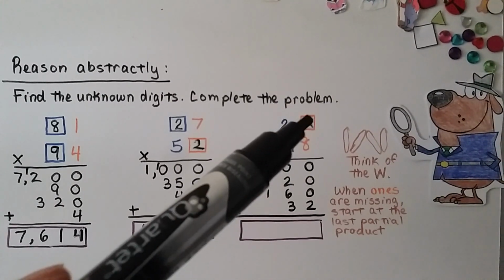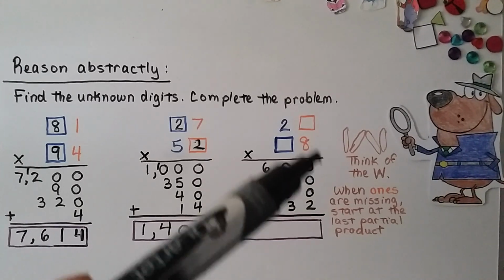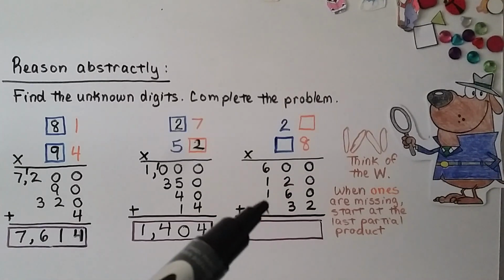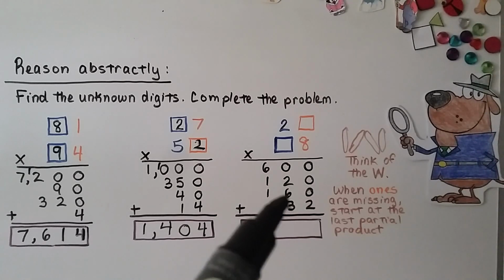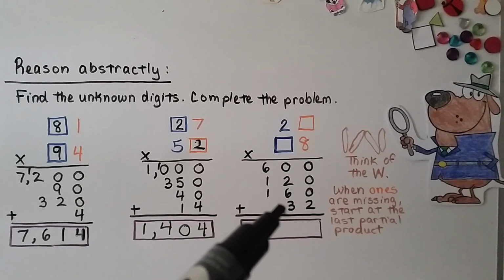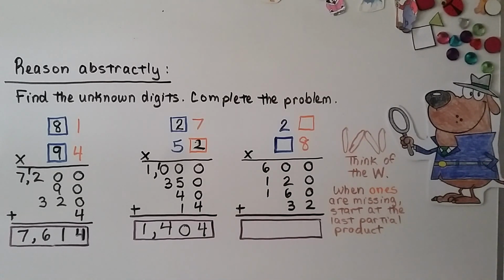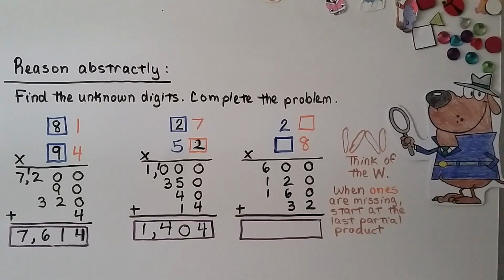Then we have 8 times some number is 32. When the 1s are missing, we can start at the last partial product, and that will help us. So 8 times some number is equal to 32. We know 8 times 4 is equal to 32. That must be a 4.